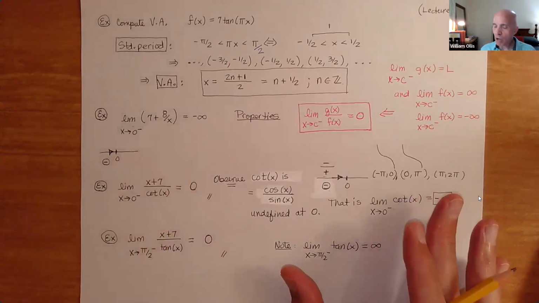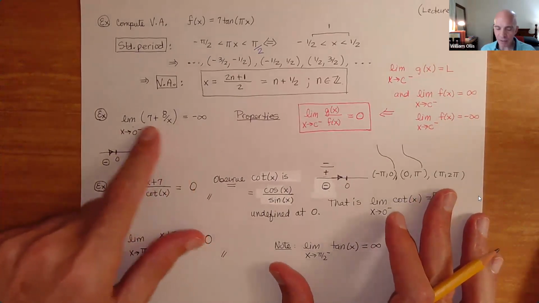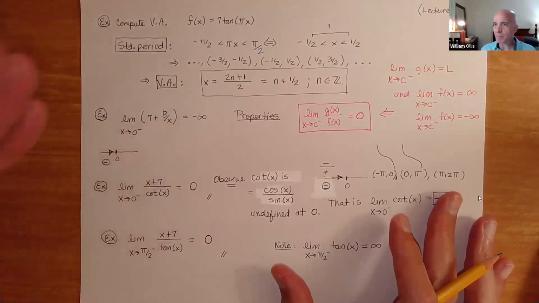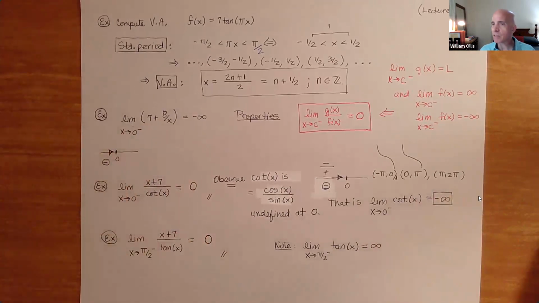Now, let me just caution you. You don't say the limit of 7 plus the limit of 8 over x. You can't do that. There is no sum rule here. These are not real limits, so don't do anything like that. Simply use the properties that I just discussed.